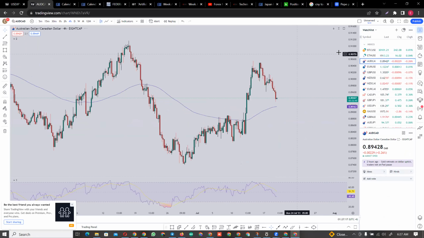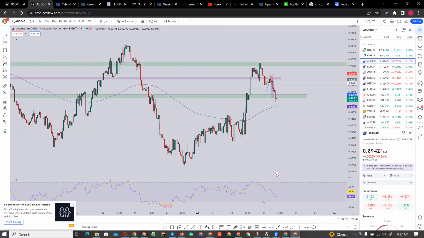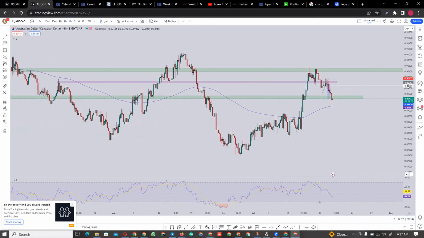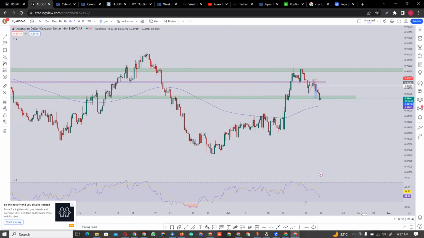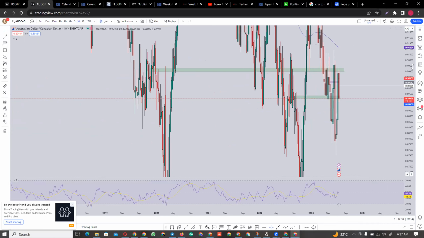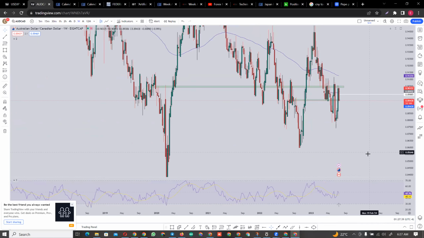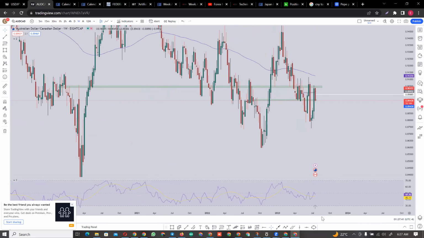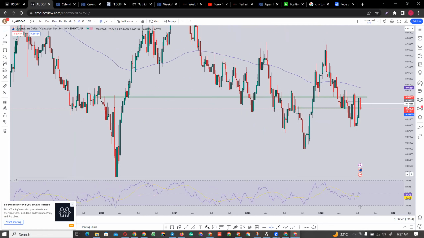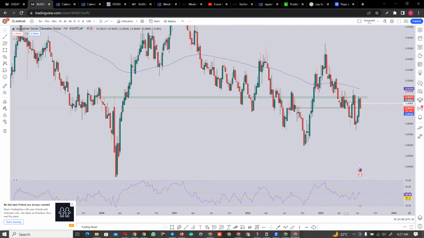Before I take my trade, I first of all do my due diligence. It's very important. You do your top-down analysis first. Check what's happening in the market before you take your trade. I use weekly, daily, and 4 hour time frames to always check what's going on in the market.